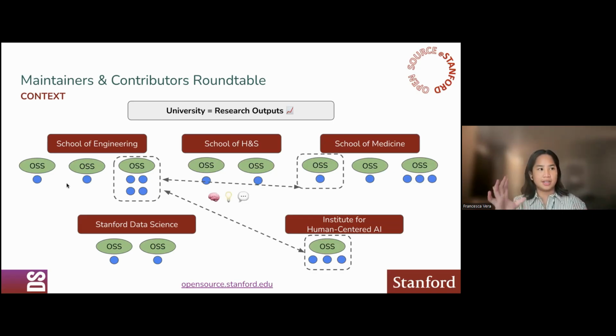So this is the context that we are operating in at a very large university with many research outputs, and a lot of that research is rather decentralized. Specifically for a maintainer, there is also a level of isolation experienced when you are the sole maintainer in your lab doing most things by yourself.